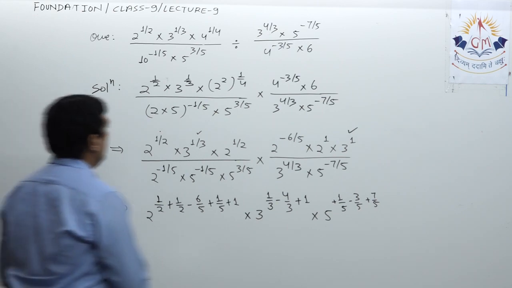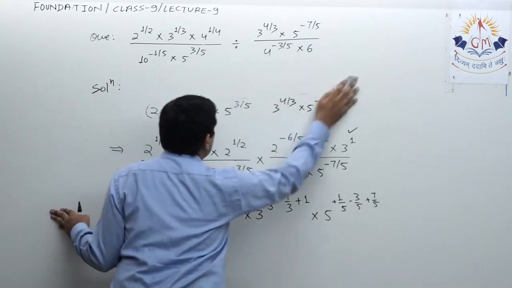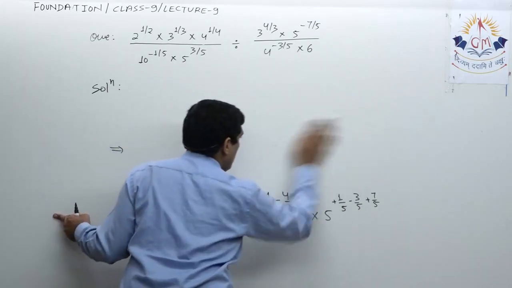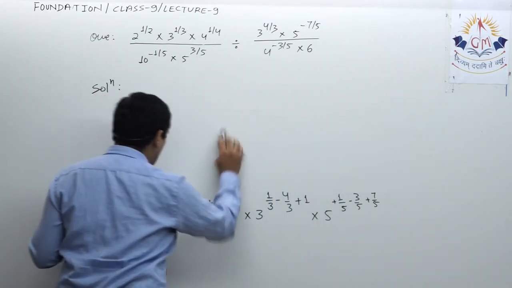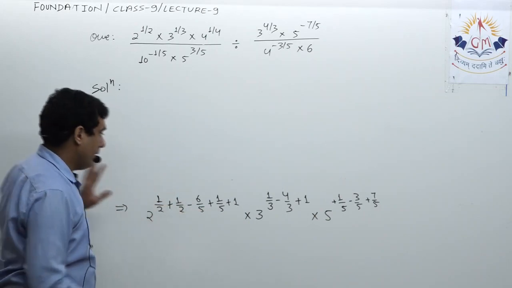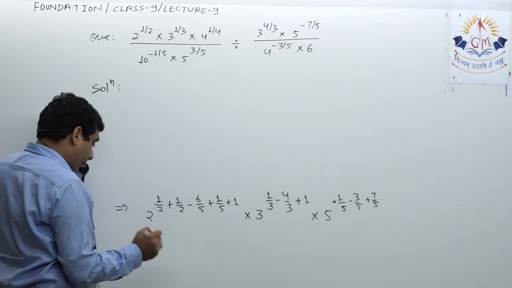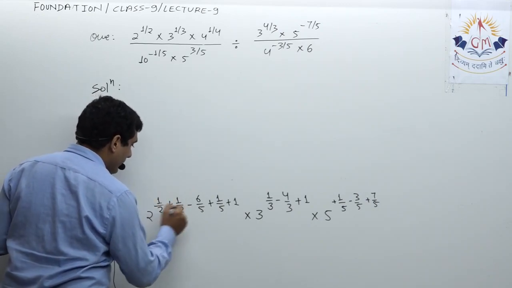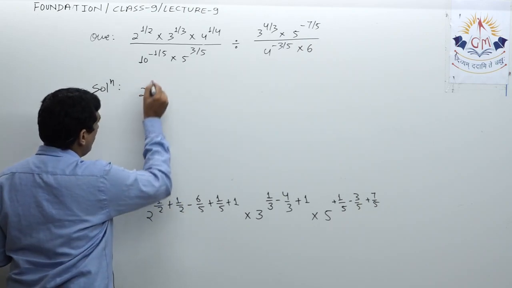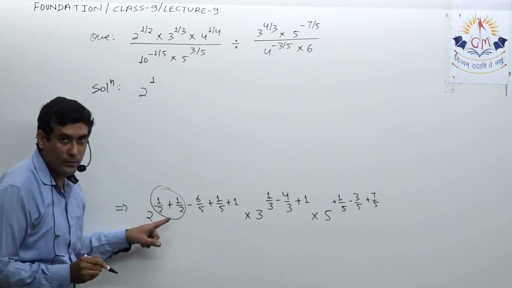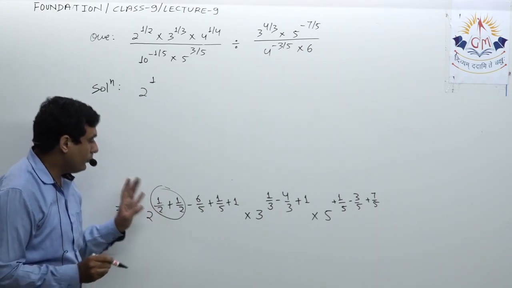Okay, now let us see how to solve it further. See, now one way is that I directly take the LCM of these powers, but it may take some time. So what I will do over here: see, this is 1 by 2 plus 1 by 2, that is 2 raised to 1. I am solving this. This can be solved orally, 1 by 2 plus 1 by 2, so it is 1.